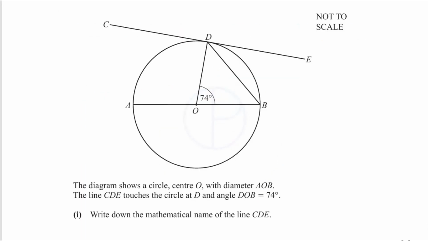Let's solve this example. The diagram shows a circle, center O, with a diameter AOB. The line CDE touches the circle at D and angle DOB is 74 degree. Write down the mathematical name of the line CDE. The line CDE is nothing but a tangent.